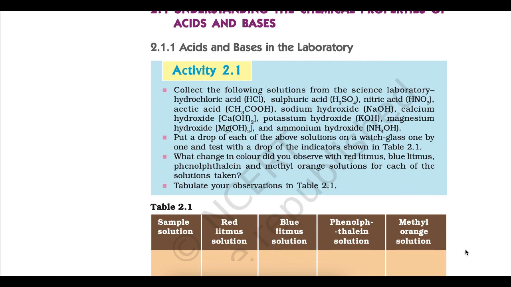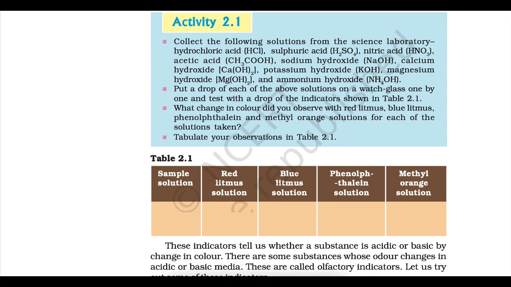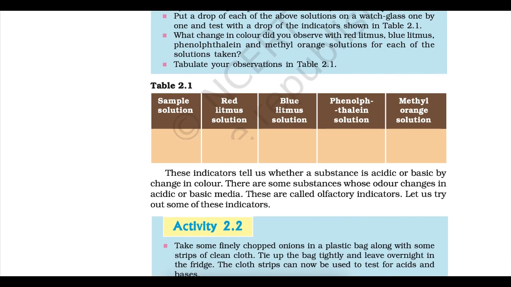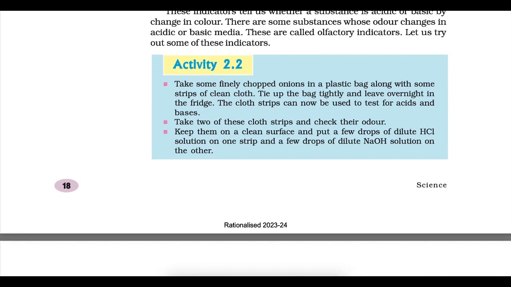Put a drop of each of the above solutions on a watch glass one by one and test with a drop of the indicators which are shown in the table below, which is 2.1. What change in the color do you observe with red litmus, blue litmus, phenolphthalein, and methyl orange solution for each of the solutions taken? Tabulate your observations in table 2.1. These indicators tell us whether a substance is acidic or basic by change in color. There are some substances whose odor changes in acidic or basic media. These are called olfactory indicators. Let us try out some of these indicators.